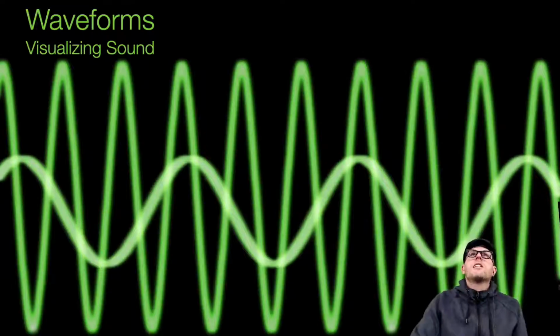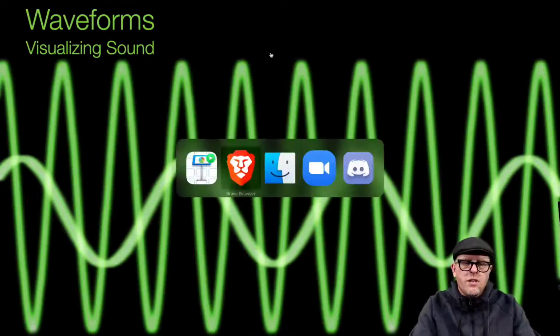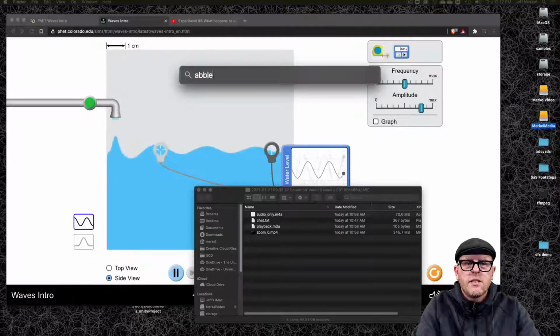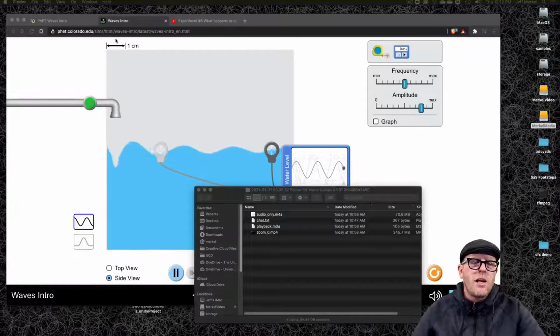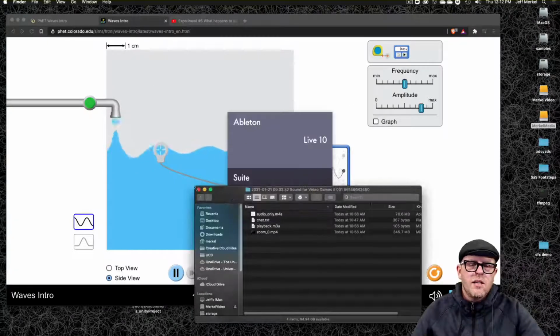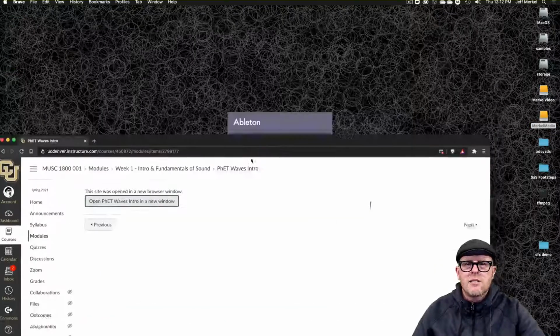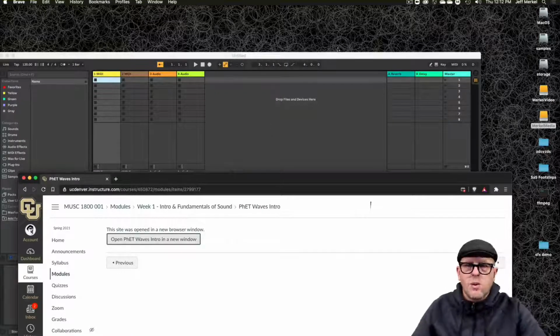So let's look at this concept here, visualizing sounds. What I'm going to do is go over to my Finder and pull up Ableton for a second. I should have probably had Wavelab pulled up, but just because I feel like it, I'm using Ableton. Everything I'm talking about is platform agnostic. It doesn't matter. It's just science. So Ableton works as well as Wavelab, which works as well as Pro Tools.